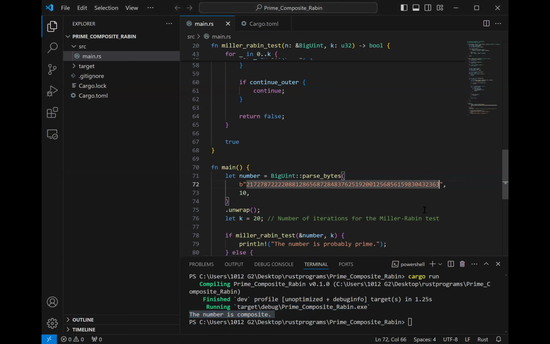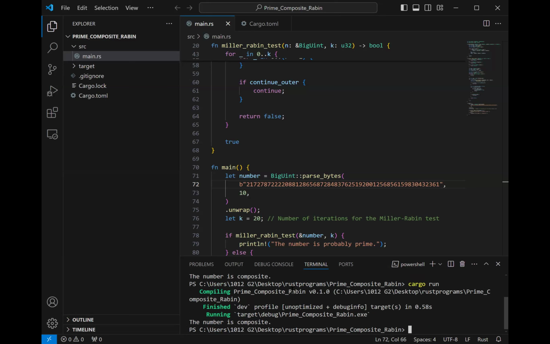Let's add another number. Let me remove this and put a 1, and see whether it will change. If it changes, it will tell us. Still composite. What about if I put a 7 here? Will it still be composite? Cargo run.